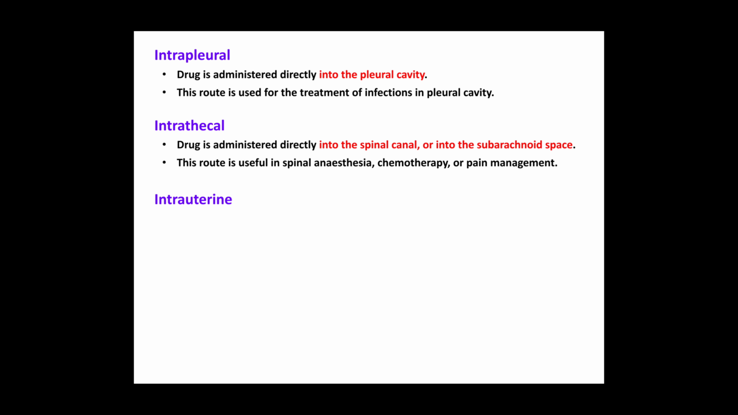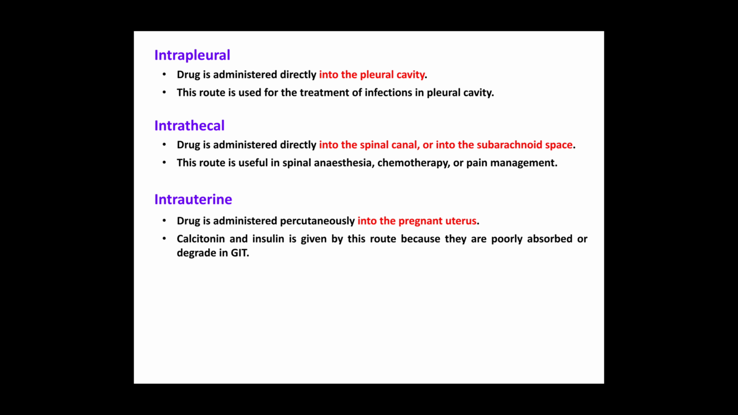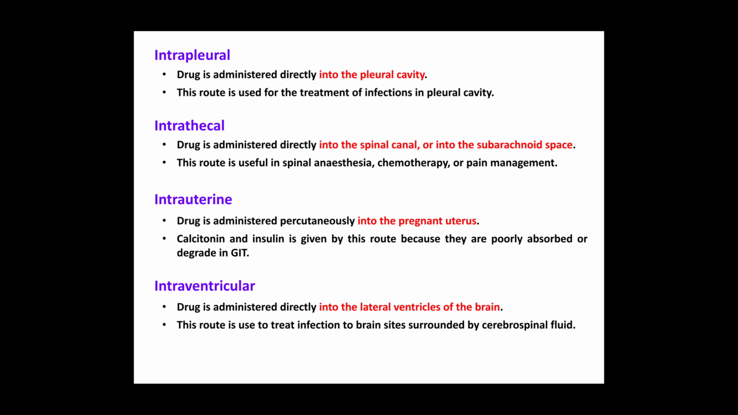The next route is intrauterine route. In intrauterine route, drug is administered percutaneously into the pregnant uterus. Calcitonin and insulin are given by this route because calcitonin and insulin are poorly absorbed or may get degraded in GIT. The next route is intraventricular route. In intraventricular route, drug is administered directly into the lateral ventricles of the brain. This route is used to treat infection to the brain sites surrounded by cerebrospinal fluids.